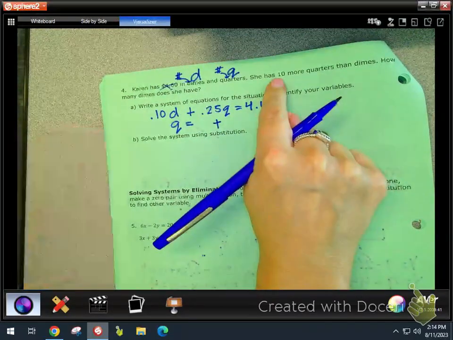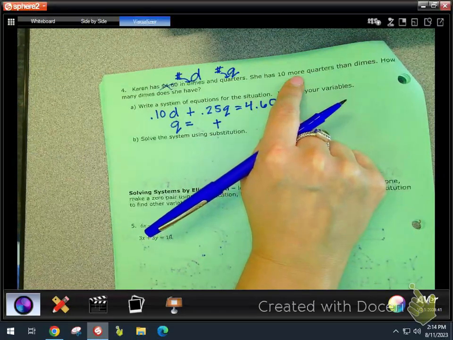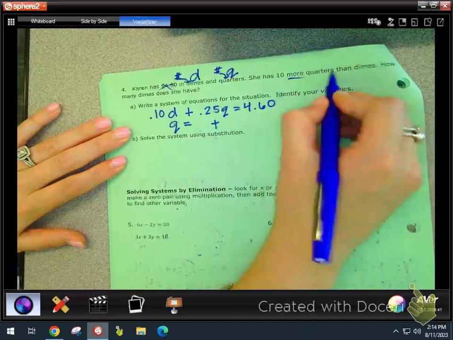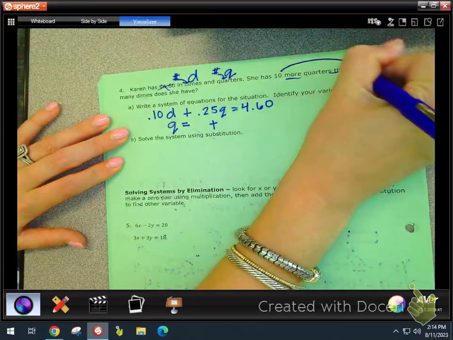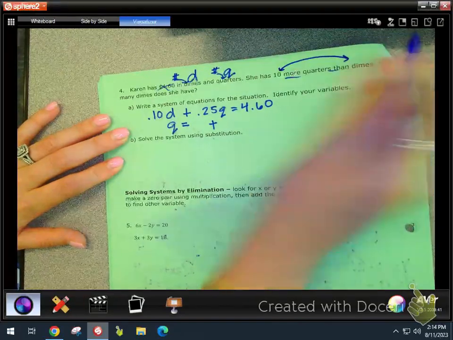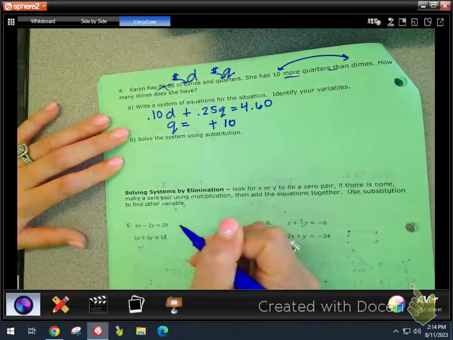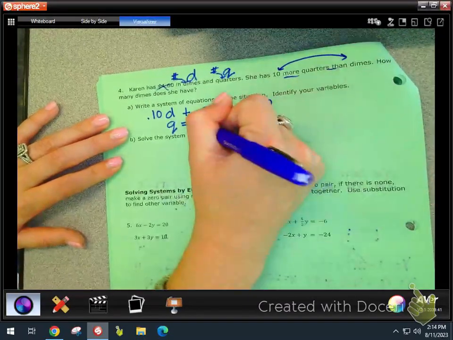Now, here's how I work these problems, because with the "more than," it doesn't matter. With the "less than," it does, and you need to know this. Whenever I see a "more than" or "less than," I call those a switch word. So the number, whatever comes before the words "more than," needs to come after the sign. So plus 10. Whatever comes after dimes, in our case, needs to go first.